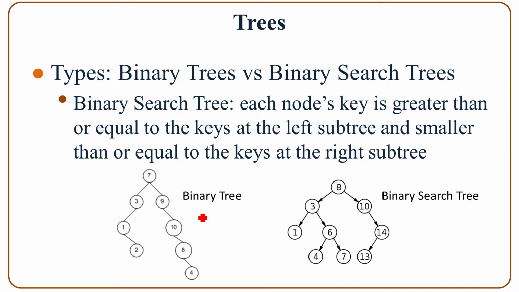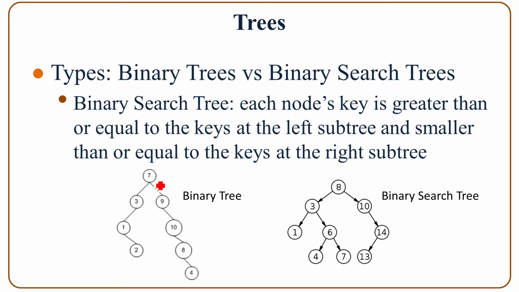Okay, now we also talk about binary trees versus binary search trees. A binary search tree is a tree in which each node's key is greater than or equal to the keys in the left subtree and smaller than or equal to the keys in the right subtree.